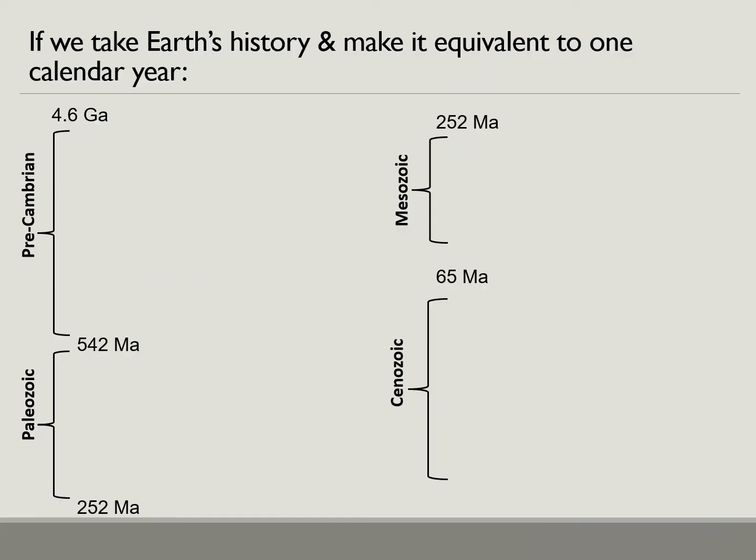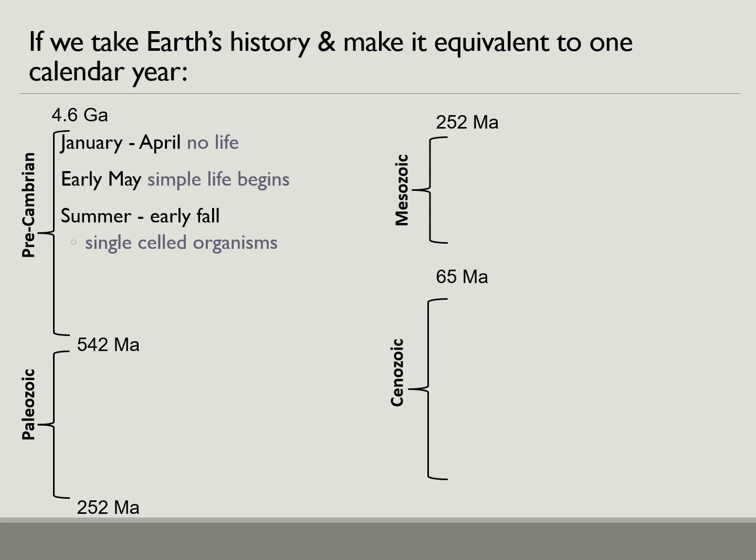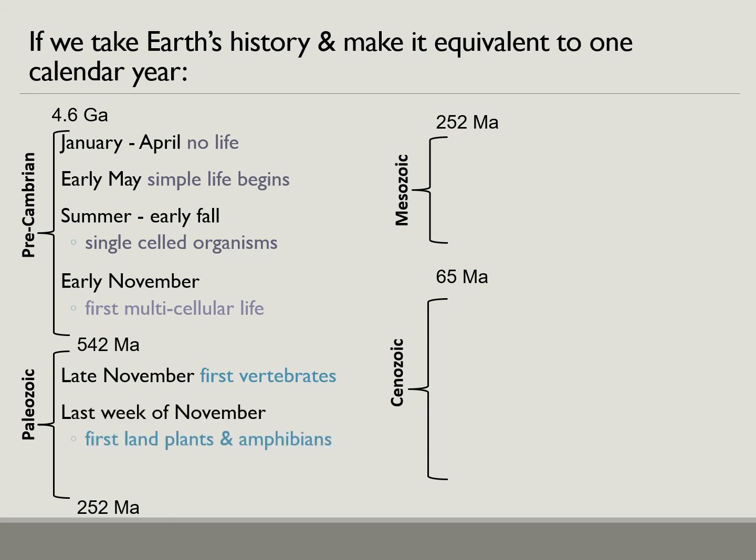So let's take all of Earth's history and make it equivalent to one calendar year. So Earth is born on January 1st, right? And from then until April, there is no sign of life. In early May, simple life begins. Between summer and early fall, you have the appearance of single-celled organisms. And in early November, you have the appearance of multicellular life. Late November, you get the appearance of vertebrates. Last week in November, you get the first land plants and amphibians. And in early December, you get the first reptiles. So in the very last month of the year.